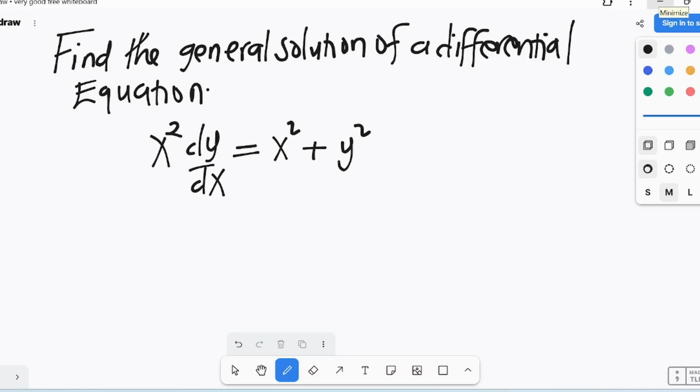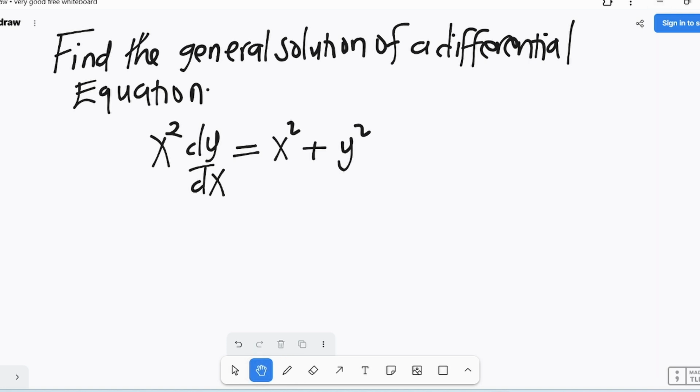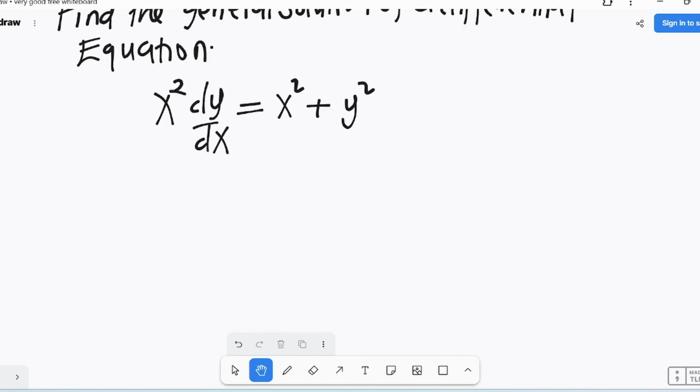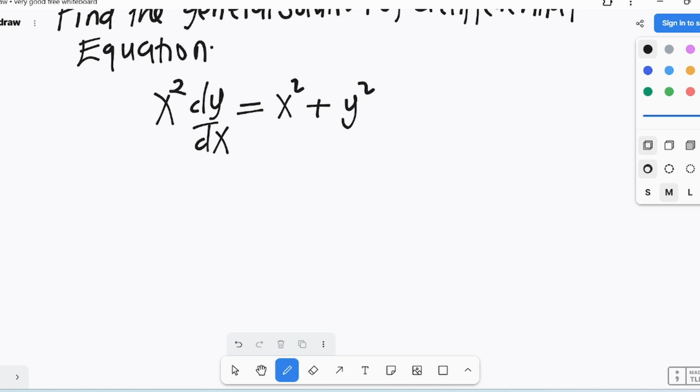In this video, we are going to look at how to find the general solution of a differential equation that looks like this: x squared dy by dx is equal to x squared plus y squared. Now, let us begin. If you look at it keenly, you are going to realize that it's a homogeneous differential equation.